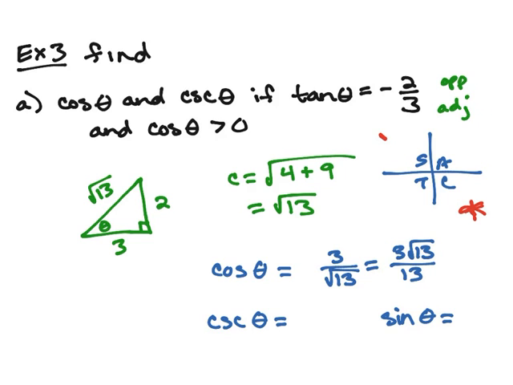For sine, we would get opposite over hypotenuse. That's going to be 2 over the square root of 13. And in quadrant 4, cosine's the only thing positive, so sine's going to be negative. Now, I don't have to rationalize that one because they didn't ask me for sine. I'm only using it to get the reciprocal function. So flip it, and that's our answer to cosecant. Negative root 13 over 2.